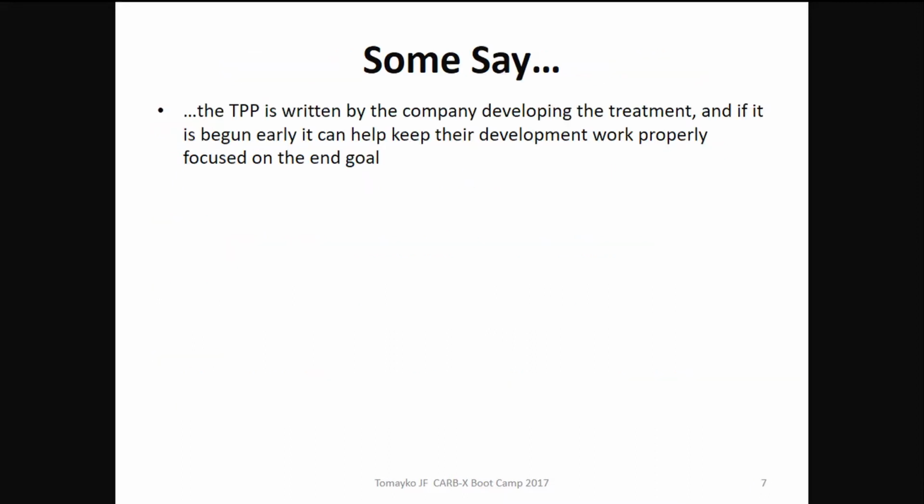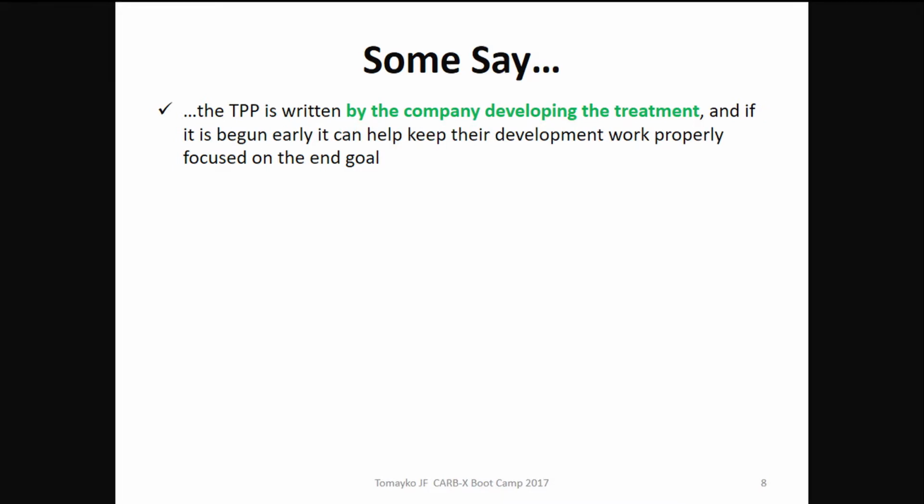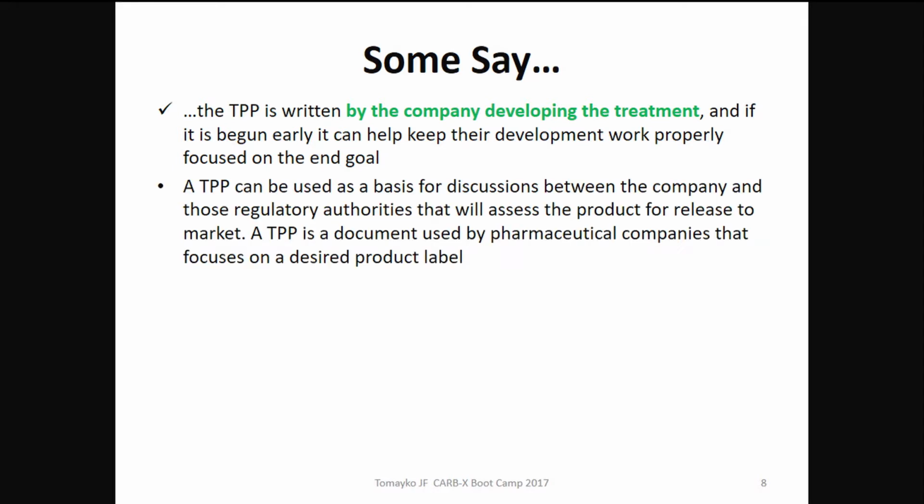So again, coming from Google and all the hits, some say that the TPP is written by the company developing the treatment, and if it had begun early enough, it can help their development work properly focus on the end goal. Check, I'm okay with that. I highlight in green the written by the company because it doesn't have to be written by the company, and that'll be another take-home point that I'll give you towards the end.